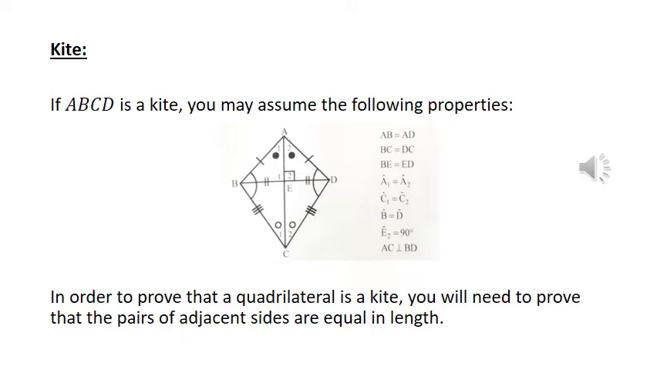Okay, so if you want to prove that a quadrilateral is a kite, you would need to prove that the pairs of adjacent sides are equal in length, and that will prove that it is a kite. So like I said earlier, there's no need to prove one of the 5 ways of proving a parallelogram. You would go straight from a quadrilateral to a kite. You will see that today we're going to focus mainly on a square, a rhombus, and a rectangle.